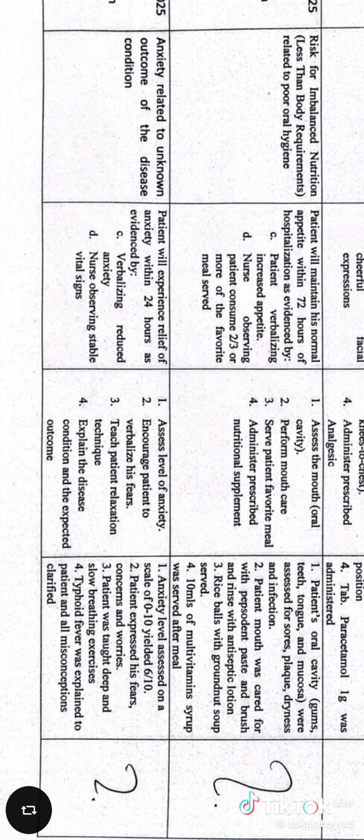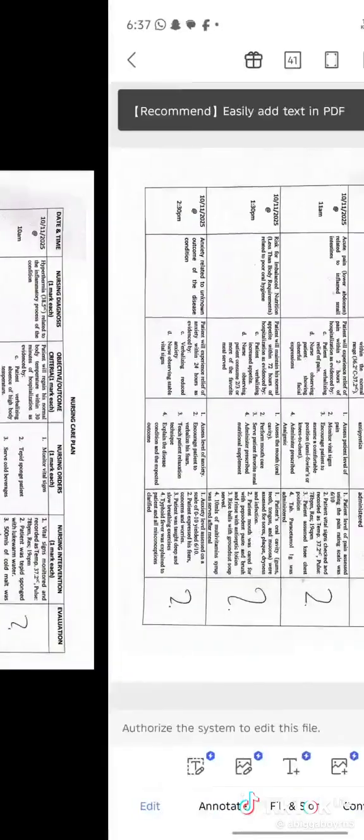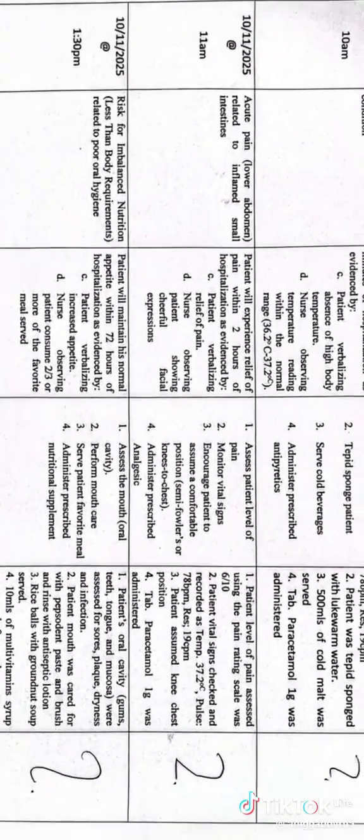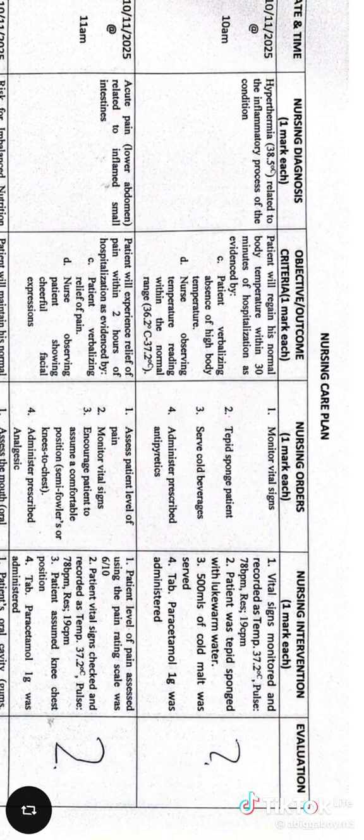relief of what? Anxiety. Okay, that's a reduction in anxiety, or verbalizing reduced anxiety. Yeah, you could say that. The second criterion is that nurse observing stable vital signs. Yeah, it's moving so quickly. I think so. That's it. So you go take your time and go through well.